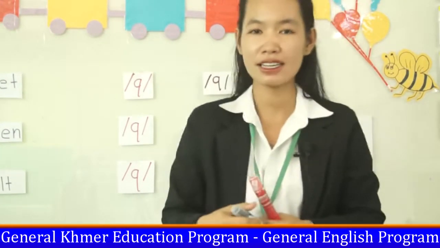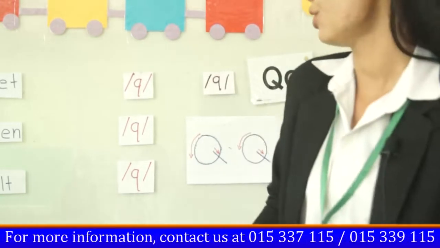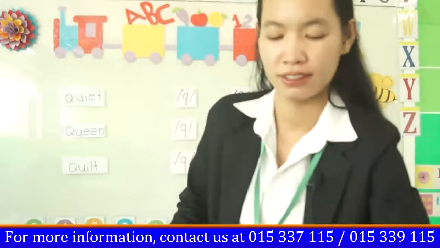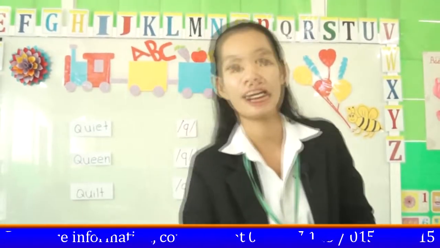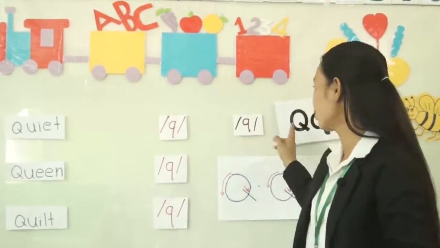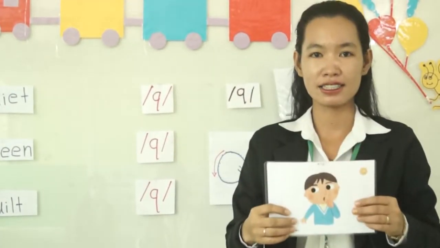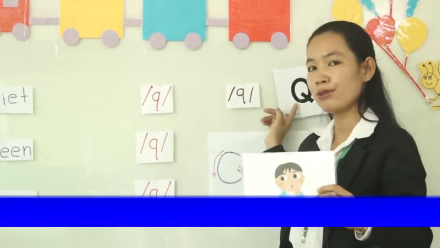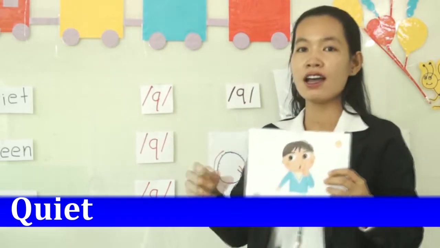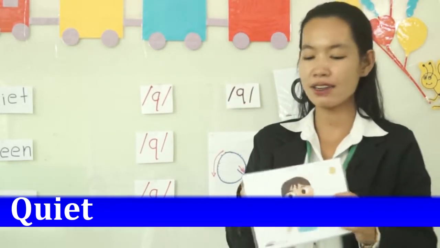And I have three words to show all of you. The three words that start with letter Q. Okay? The first word is Q, quiet. Q, quiet. Okay?